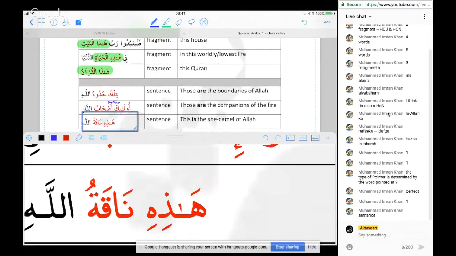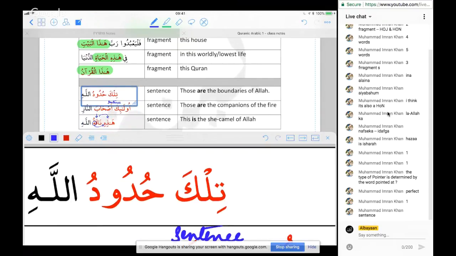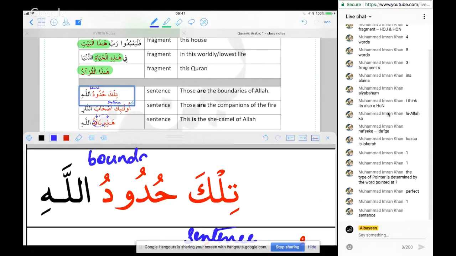Hazihi nakatun. You see, the gender of this ism defines which pointer is used. The gender of the ism it points to defines which pointer is used. So if the pointer is feminine, there's a reason, because what it is pointing to is feminine. In this case, the ta marbuta makes it hazihi, right? In the case of tilka hududu, hududu means boundaries. It's a broken plural, so it has to be singular feminine. Because it's singular feminine, therefore the singular feminine is used: tilka, not zalika. Don't forget this. This is an important point.